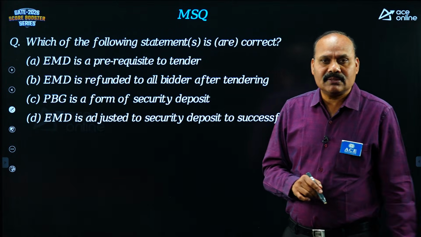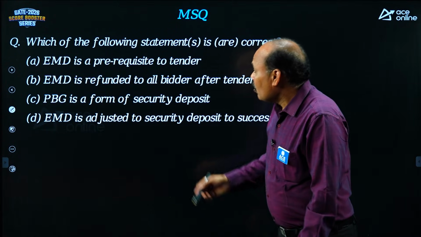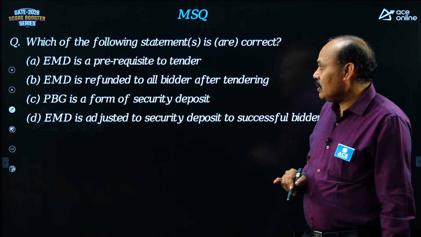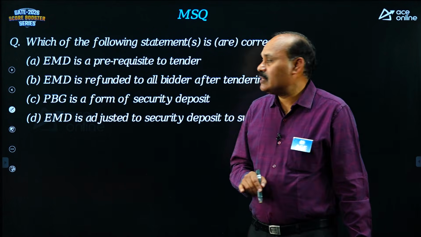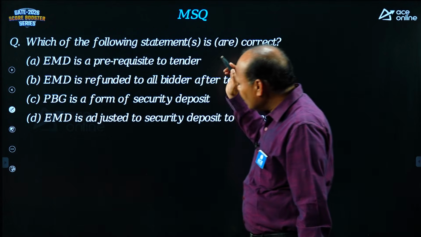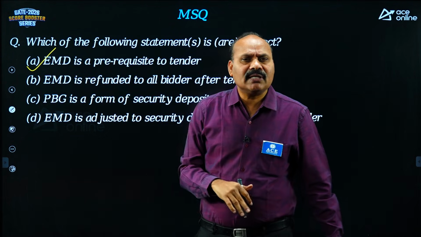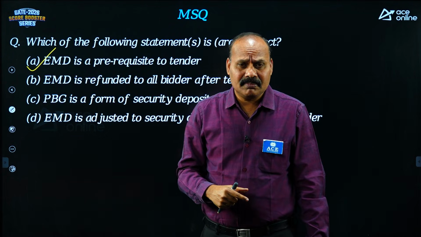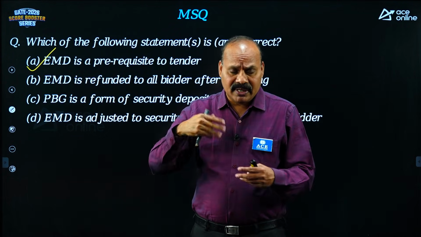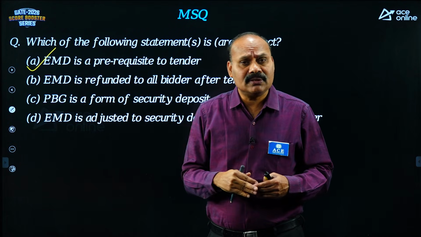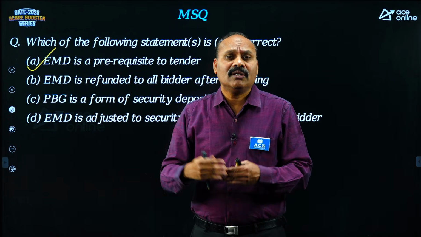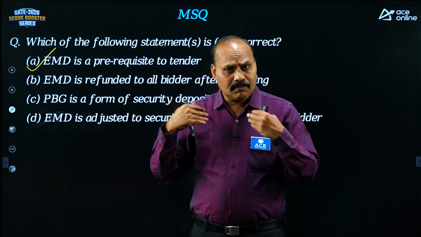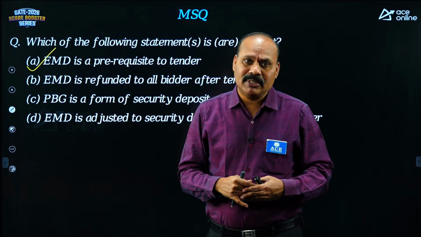Last but one question in this. Which of the following statements are correct? EMD, earnest money deposit, is a prerequisite to the tender. Yes, correct. Because for the sake of ensuring, the bidder has to continue the process until the bidding is over, and then only the contractor is allowed to take his money back. So EMD is basically refunded.